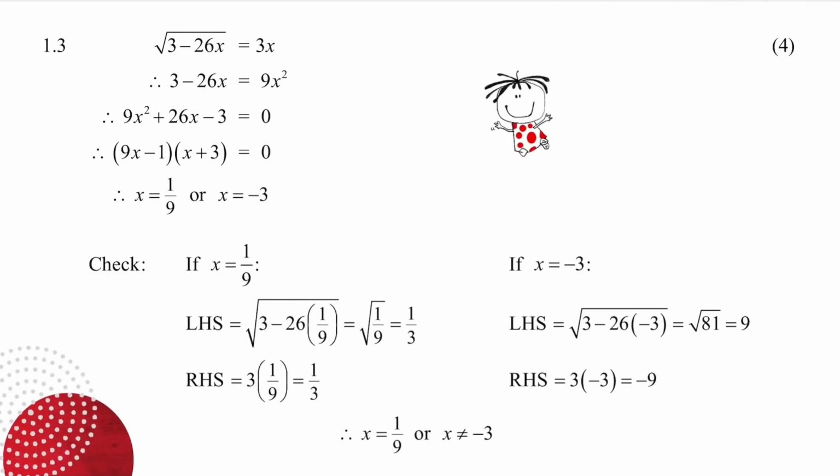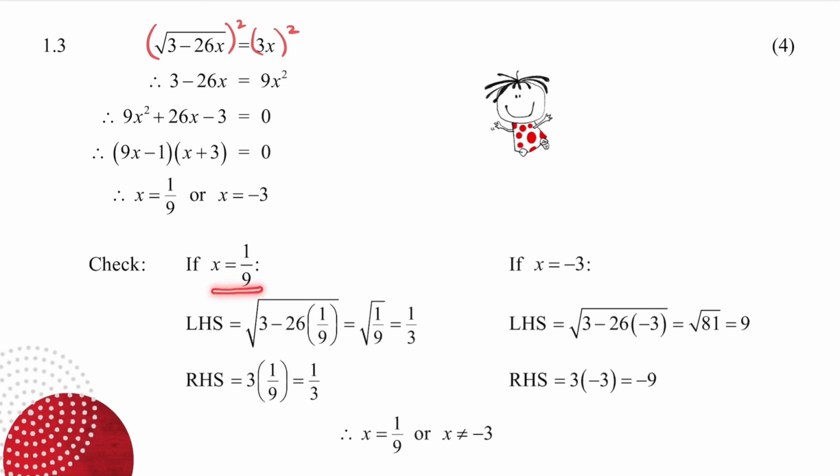Number 1.3 is a surd equation. I've got the square root on its own on one side, so I can square both sides. Remember, when you get a square root squared, you're just left with what's underneath, and that becomes 9x squared. Set up a quadratic, factorize, and get your 2 answers. And then remember, if you have a surd equation, you have to check your answers back.